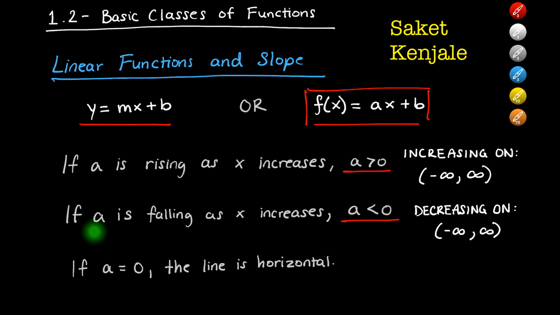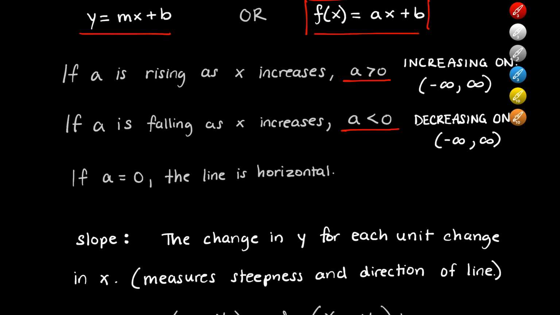And if a is falling as x increases, then a is less than 0, and that means it's decreasing on the interval of negative infinity to infinity. If a is equal to 0, then this line is going to be horizontal. It's going to look something like this. It's just going to be a line like that.